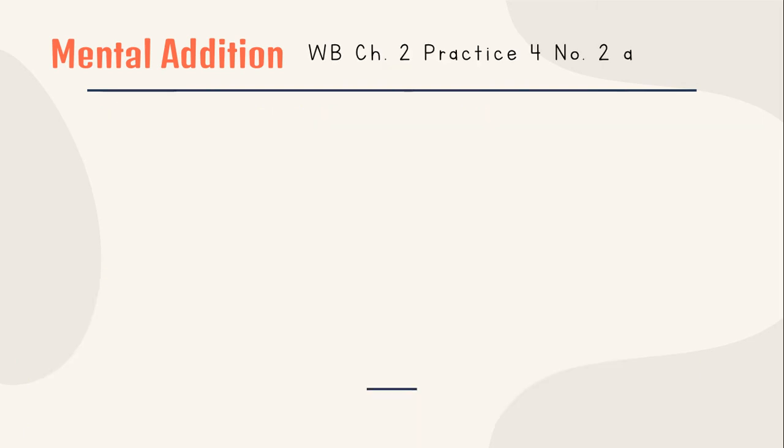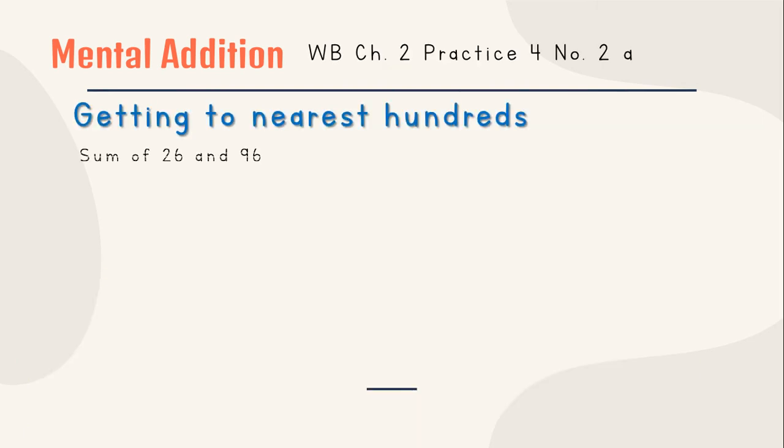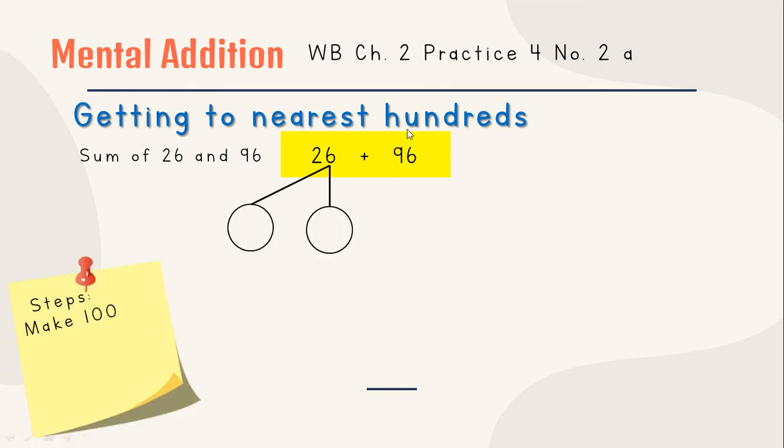Go to workbook chapter 2, practice for number 2a. This one is the question 26 and 96. So which one is near to 100? This one. So how many more do we need to make it 100? 4 more. And if we have 4 here, what will we have here? 22. Mr. A, how do you know that this is 22?